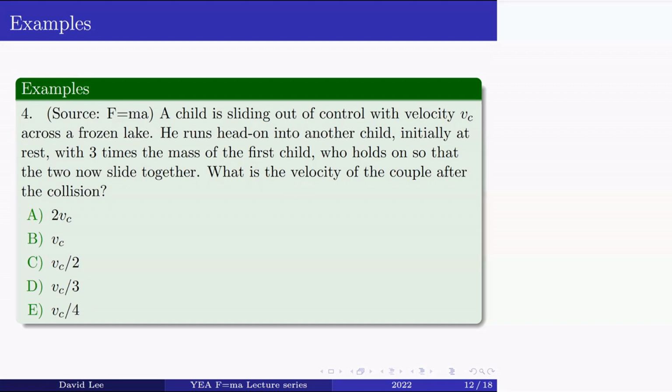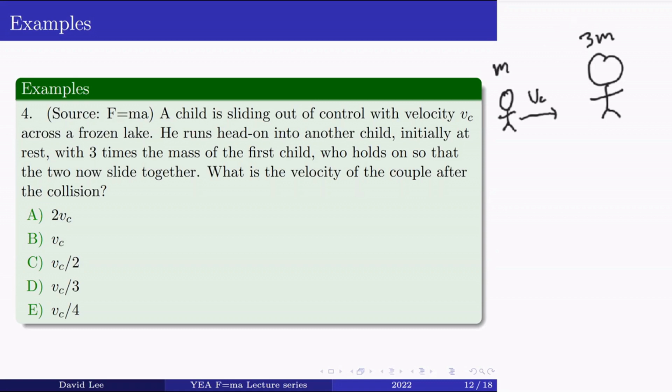What we have here is a child sliding across a frozen lake, so no friction here, which means that there aren't any external forces, so we can apply conservation of momentum. So we have a child here, sliding at a velocity vc. And then there's another child who's 3 times the mass of the first one. Let's put variables here. If the first one's mass is m, then the second child has mass 3m.